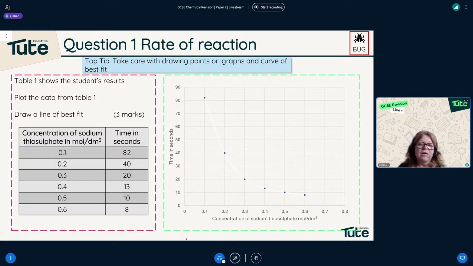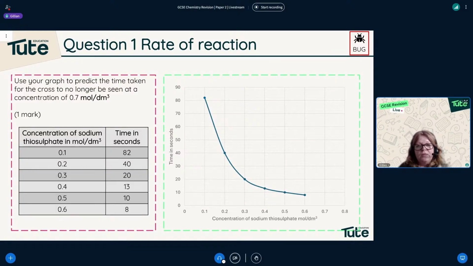What we need to do next, so we've plotted our points, if you've got time, check that you have plotted your points correctly. And we need to draw a smooth curve of best fit. Remember, in science, a line of best fit can obviously be a straight line, but it can also be a smooth curve. Make sure it's smooth. Make sure you've got no hairy lines on there. So a nice smooth curve of best fit. Okay, so there is our graph for that experiment.